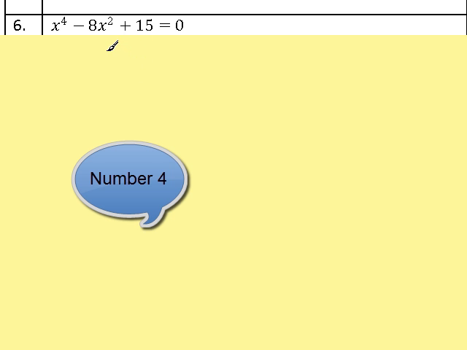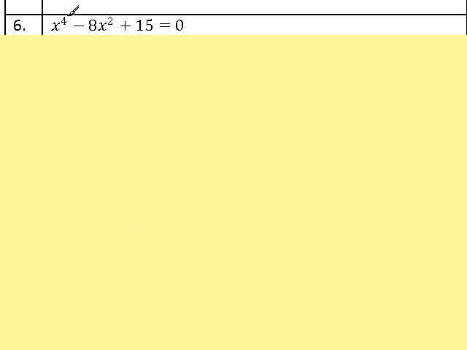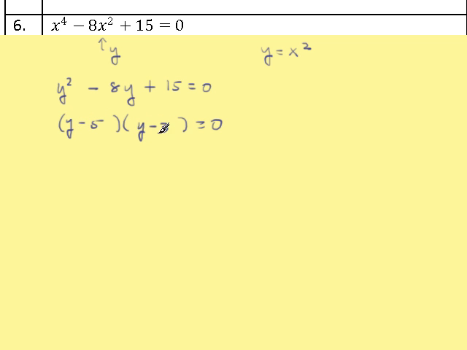All right, let's look at number 6. Again, quadratic-like. If you square that power of x, you get that power of x. So we're going to put y equal to the middle one, y equal x squared. And we get y squared minus 8y plus 15 is equal to 0. Okay, let's factor that. And we have y minus 5, y minus 3 equals 0. y equals 5, y equals 3.